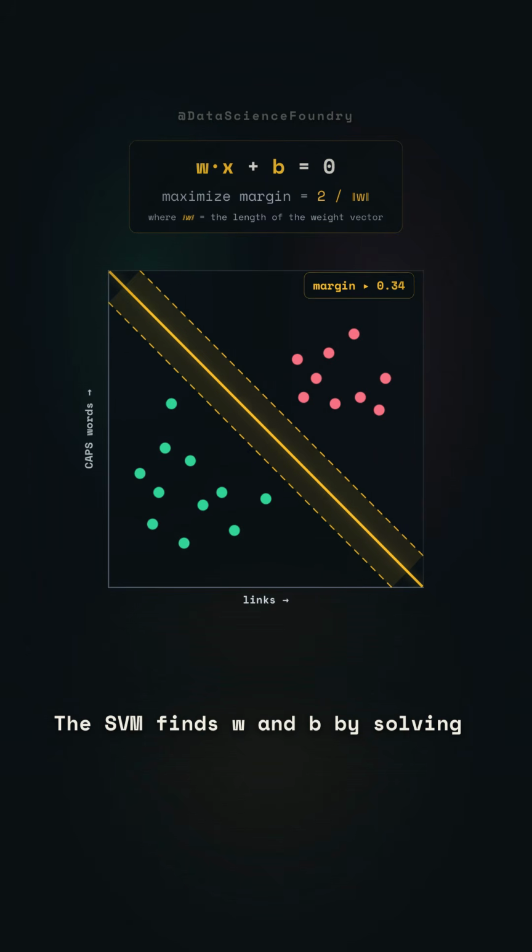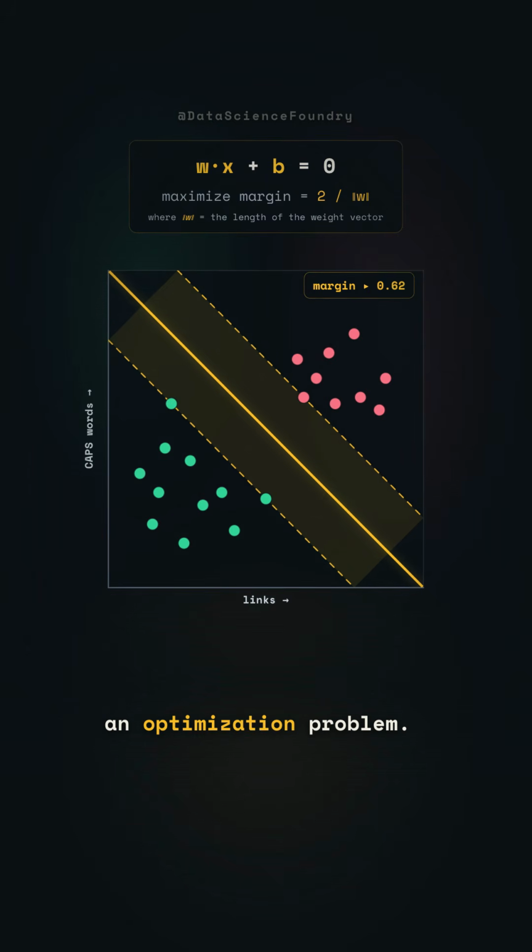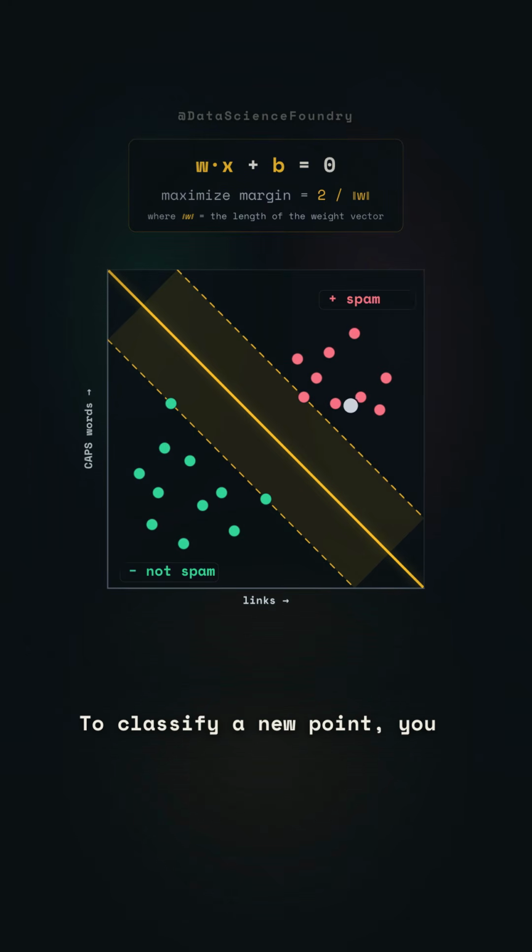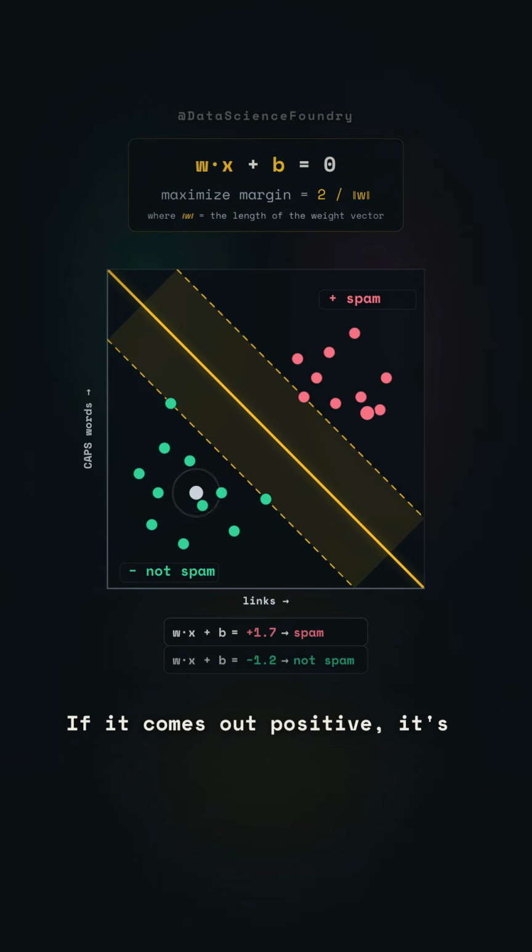The SVM finds w and b by solving an optimization problem. Pick the boundary that makes the margin as wide as possible while keeping the two classes on their correct sides. To classify a new point, you just plug it into w times x plus b. If it comes out positive, it's one class, negative the other. The sign tells you which side of the boundary it's on.